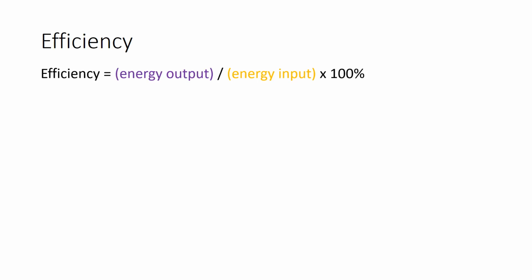So next we compute the efficiency. To find the efficiency of anything, you find the energy output and divide that by the energy input and multiply that by 100%. To find the energy output, you use the equation kinetic energy equals 1/2 times mass times velocity squared. And to find the energy input, you use the equation potential energy equals mass times gravity times height.